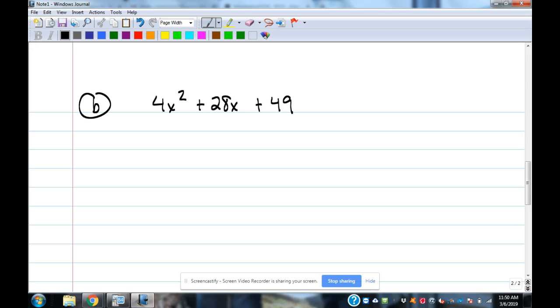Is it in the right order? Yeah, we got x squared, plain x, and then plain number. So that gets it in the right order. Is there a GCF across the whole problem?